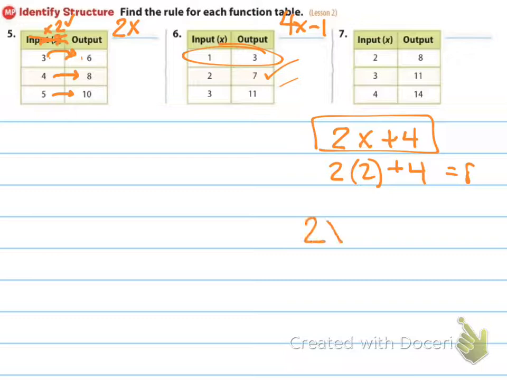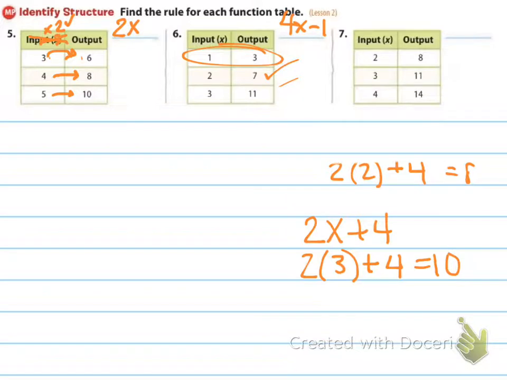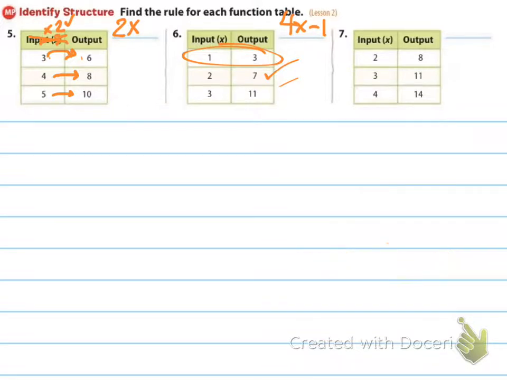So now I'm just going to test this theory out on my next one. So 2 times 3 plus 4. All right, so 2 times 3 is 6, plus 4 is 10. It didn't work. All right, so 2x doesn't work. So now I'm going to go to 3x. So 3x would be 3 times 2, and I want this to equal 8, so I know I'm going to have to add 2.